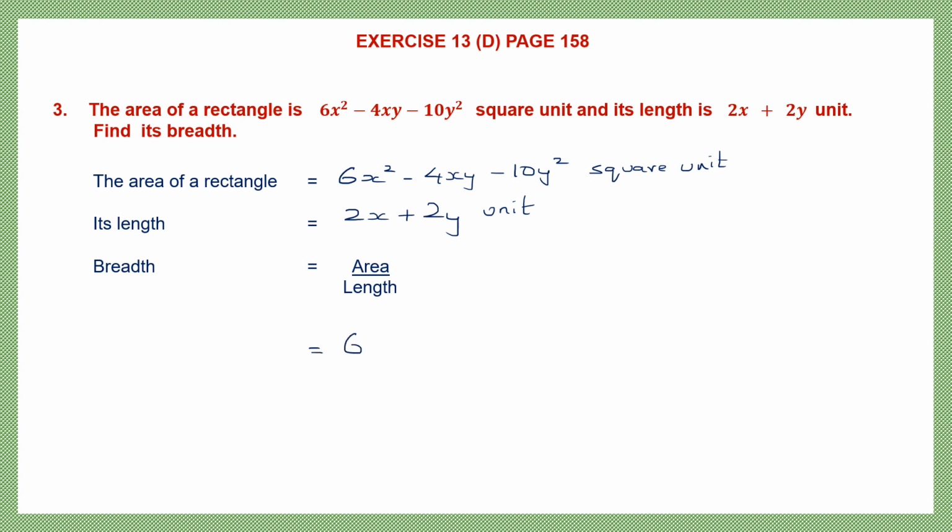And what is the area? 6x squared minus 4xy minus 10y squared. Now we have to divide this by the length, and the length is 2x plus 2y. So let's do the division. We're going to have the dividend as 6x squared minus 4xy minus 10y squared, and this is divided by 2x plus 2y.